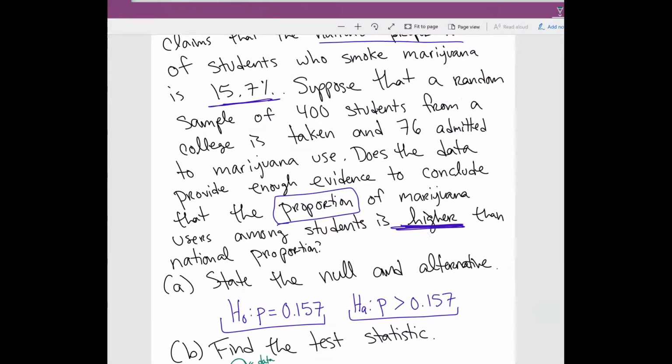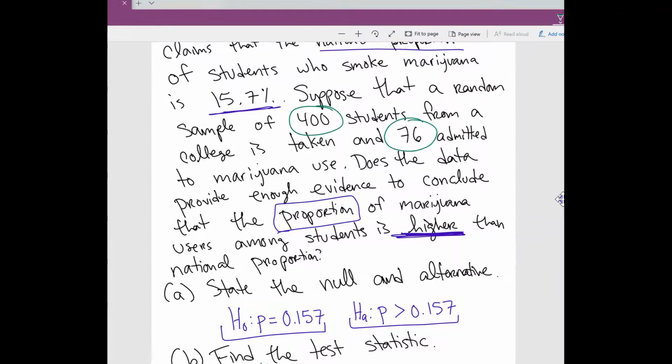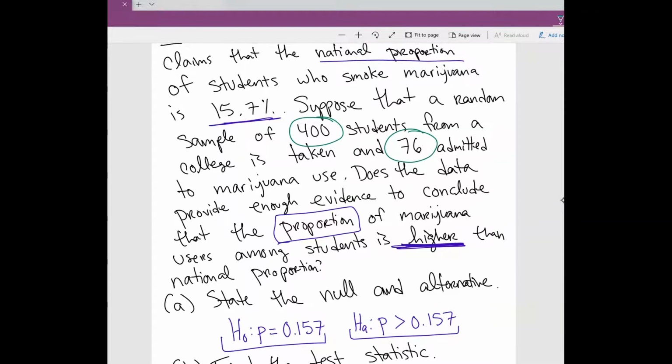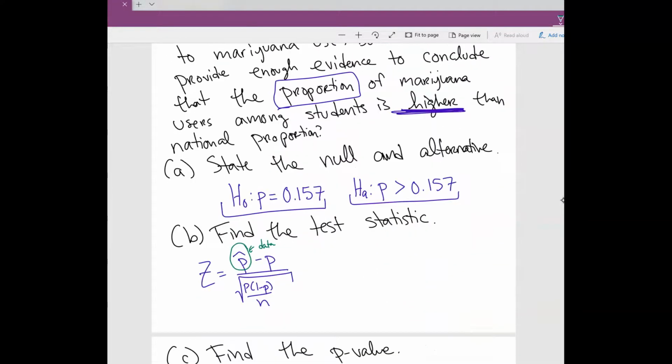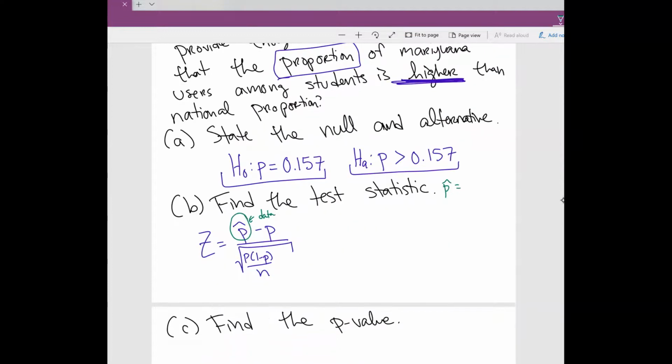So what did this researcher do? So we got a sample of 400 students, and from those 400, 76 admitted to marijuana use. So my P hat in this case is going to be what? Well, P hat is going to be equal to this, what was it? 76 out of 400. So if you go into your calculator, the 76 out of 400 is just 0.19. So that's your P hat.